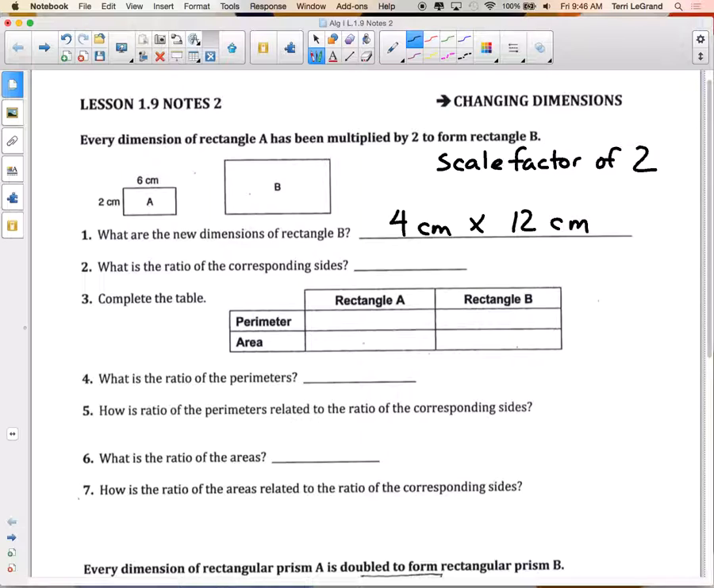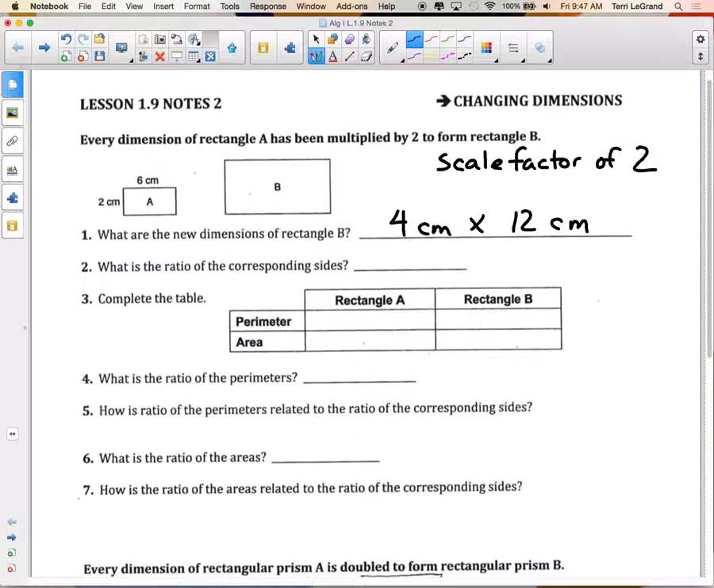What should be true about the ratio of corresponding sides between similar figures? I'm not looking for a number answer here. Just trying to find one. What does this say right here? Ratio of corresponding sides. They should be what? Not similar. They should be equal. They should be exactly the same. So the ratio of corresponding sides in this rectangle should be equal.